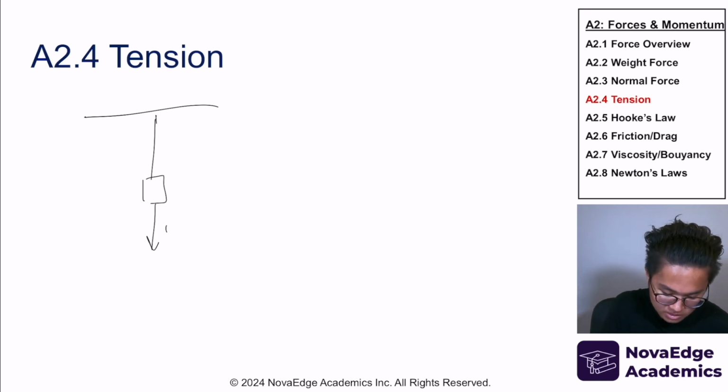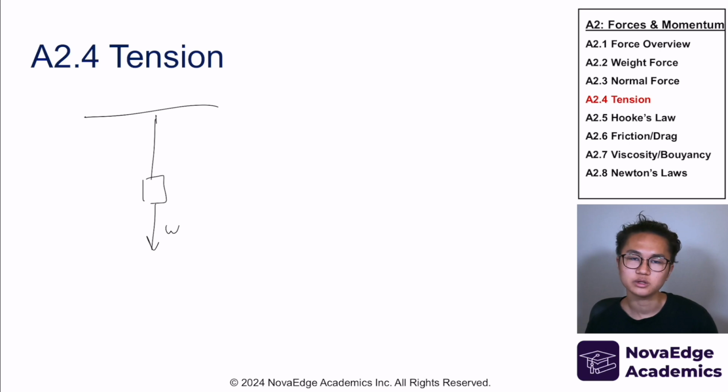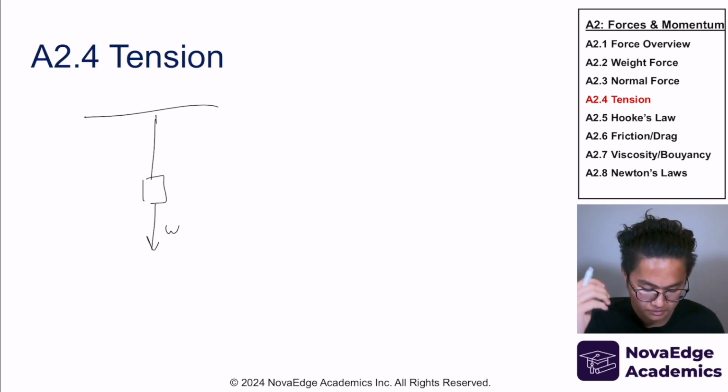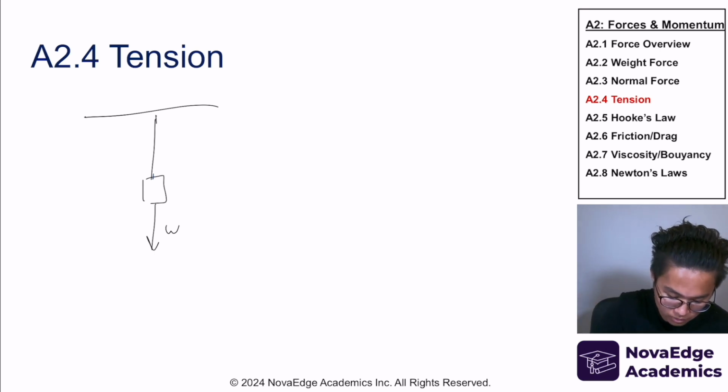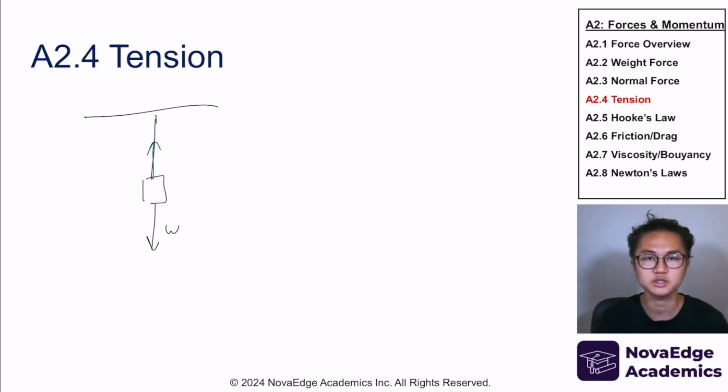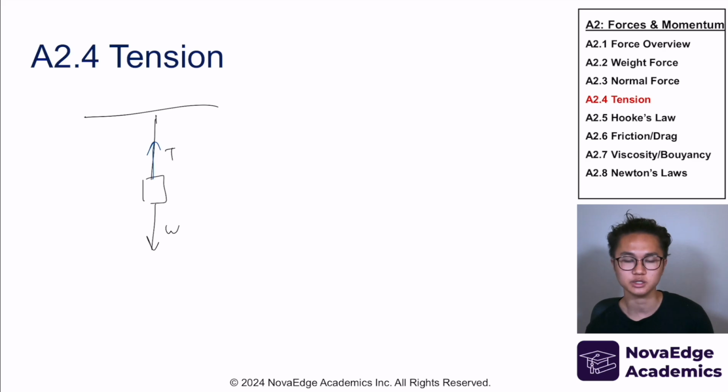There's going to be a weight force that's going down, right? But we know that the net force is 0 because the block is not moving. It is stationary. It is at an equilibrium, right? That means there has to be some force that's holding it up, the same way there was a normal force. This is what we call the tension force in this case. It's very simple, very similar to what we did.